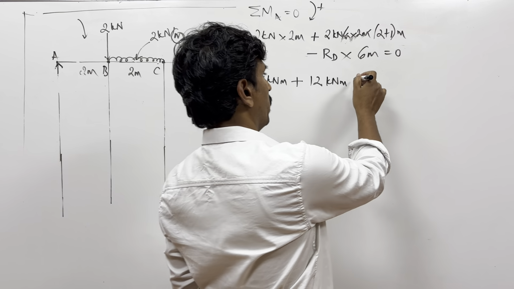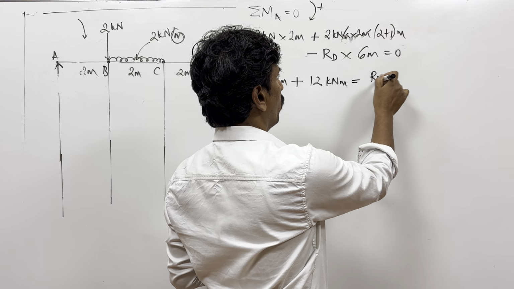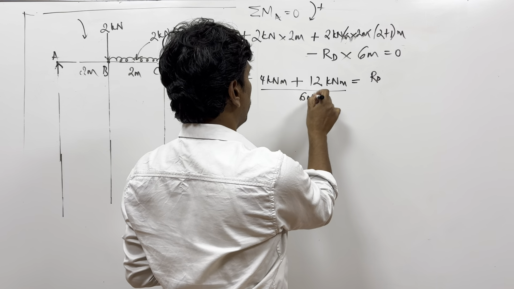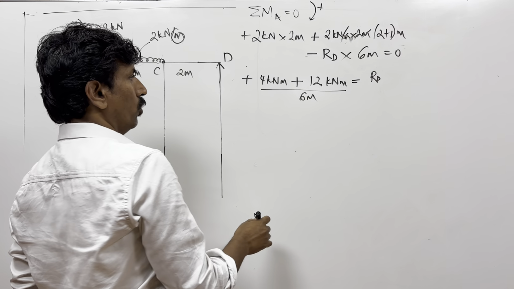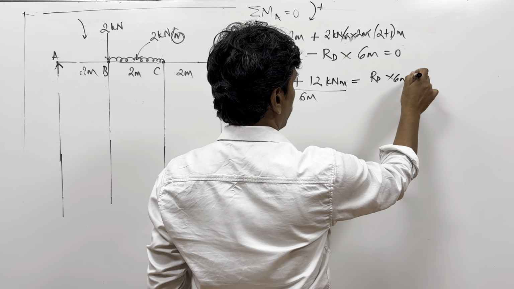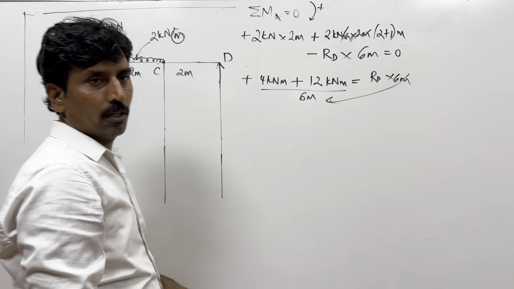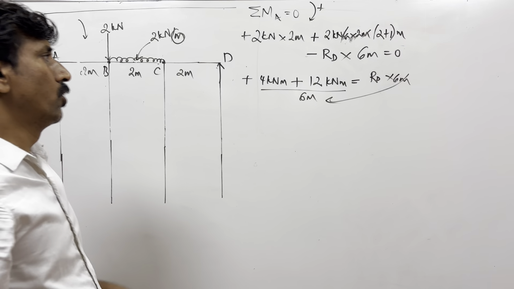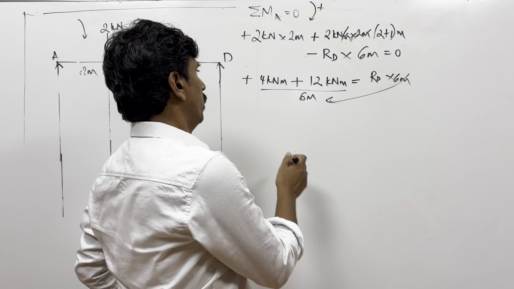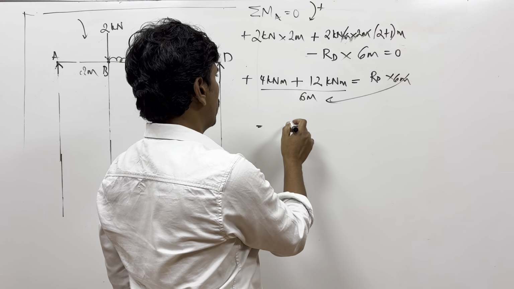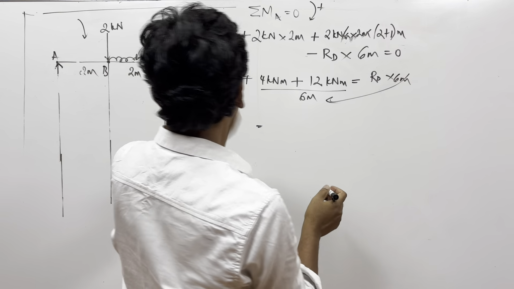And minus 6 RD. So RD is equal to, you can actually bring the 6 meters down here. So basically it is RD into 6 meters. Now the 6 meters comes here. So you're taking this onto the right side. So here, how much is the value here? 16. I think I made a mistake at that time.